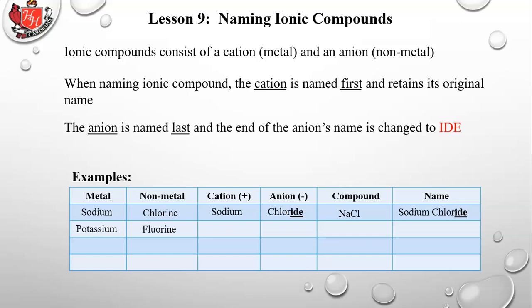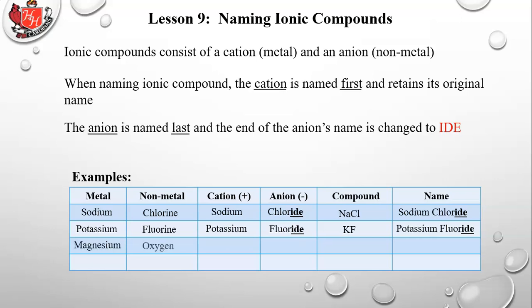Potassium and fluorine. Potassium becomes a +1 charged cation. Fluorine becomes a 1- charged anion. Fluorine changes its name to fluoride. The compound is KF, and the name is potassium fluoride.